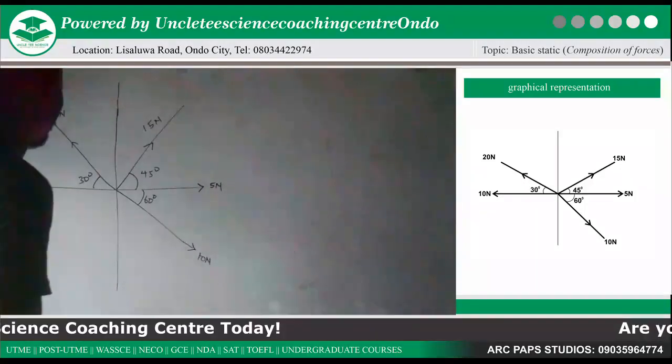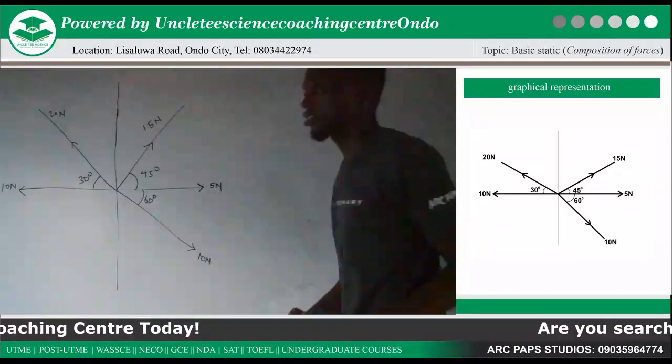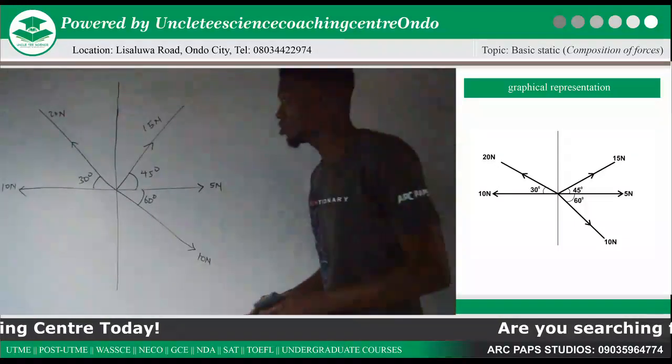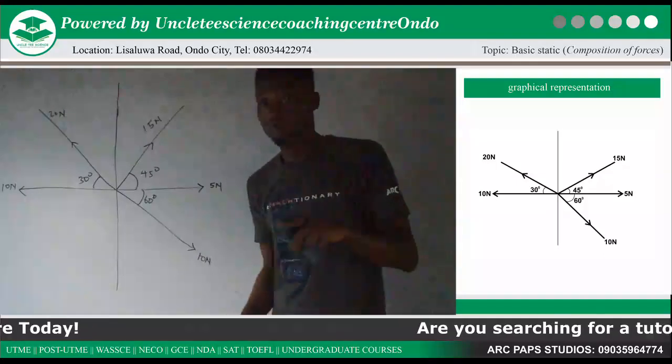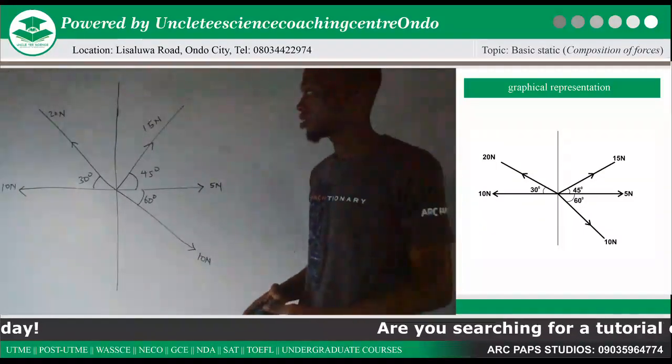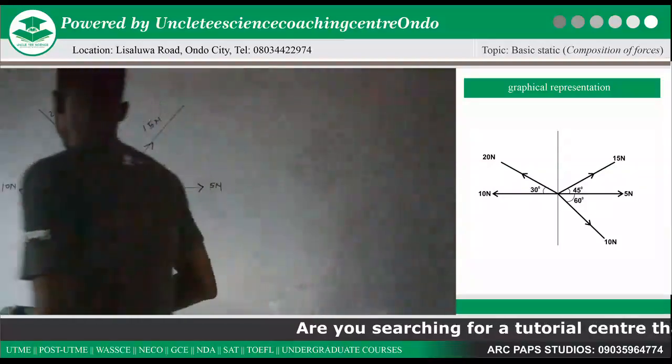Now, I want to find the resultant of this system of forces. It's quite simple. The first thing I'm going to do is resolve all the diagonal forces. What do I mean by that? I'm going to trace them to the Cartesian coordinates, that is, to the y-axis and also to the x-axis.